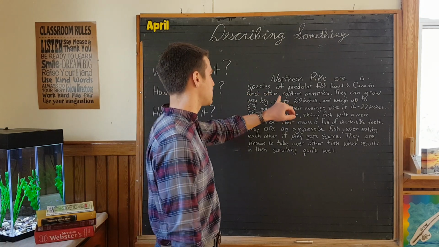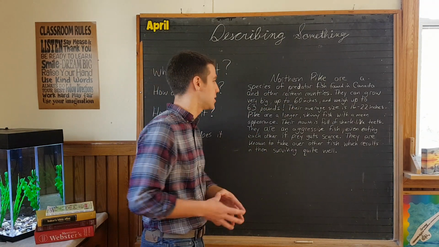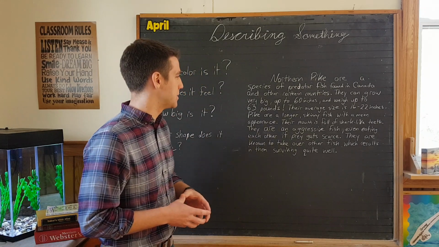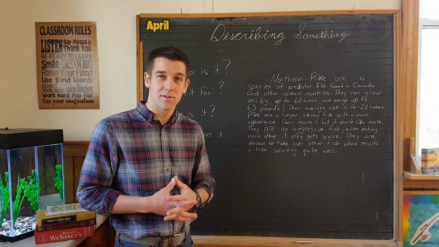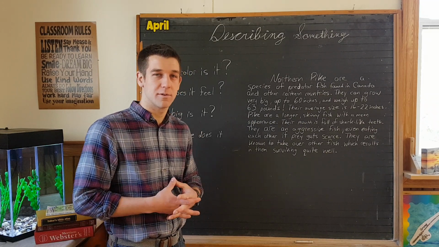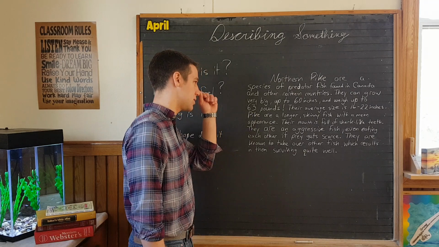Northern pike are a species of predator fish found in Canada and other northern countries. They can grow very big, up to 60 inches, and weigh up to 63 pounds. Just stop and think about that for a little bit. They get pretty big. Their average size is 16 to 22 inches.